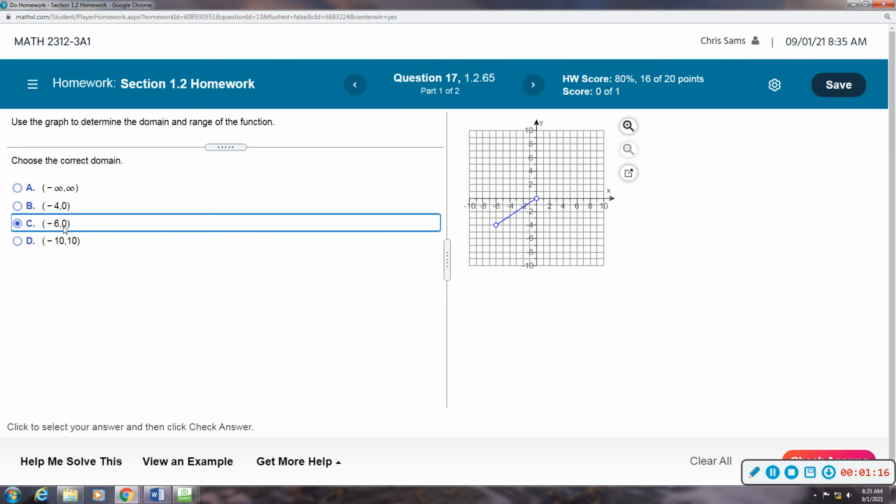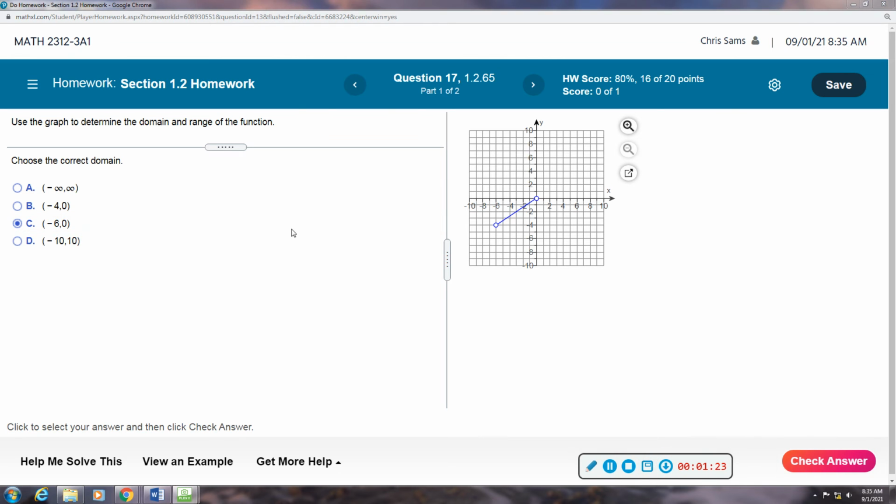So -6 to 0, you always go left to right or smallest to largest whenever you are selecting your domain or range.